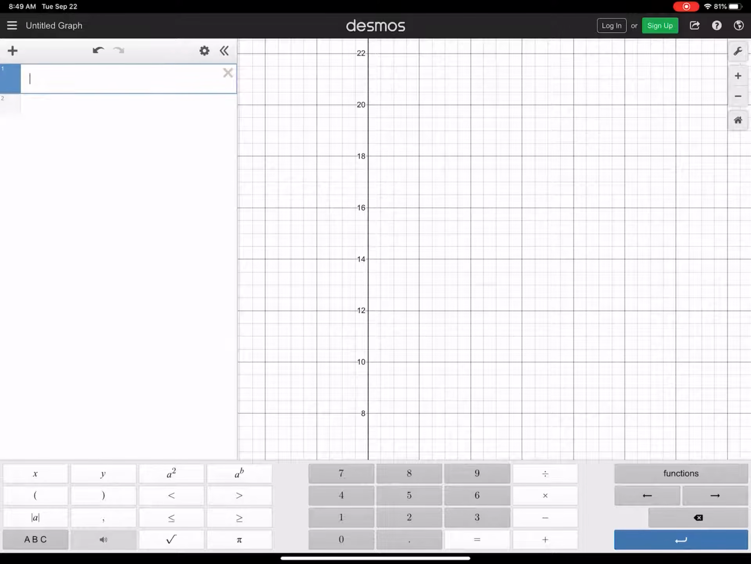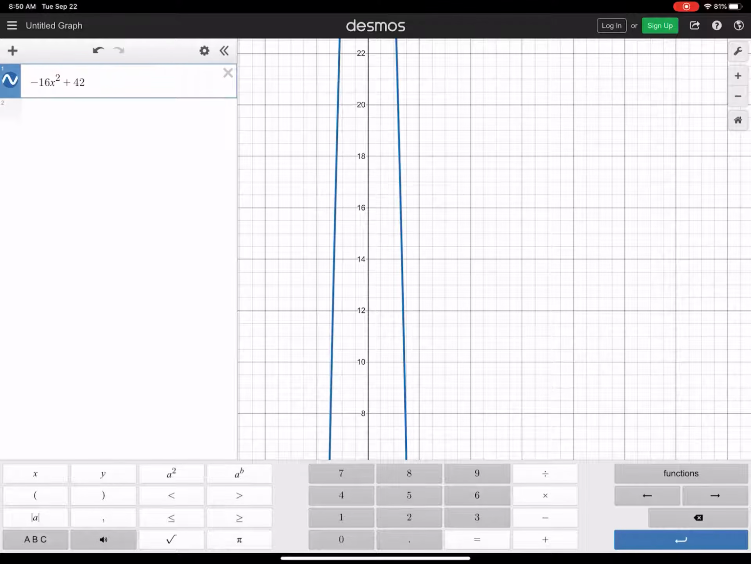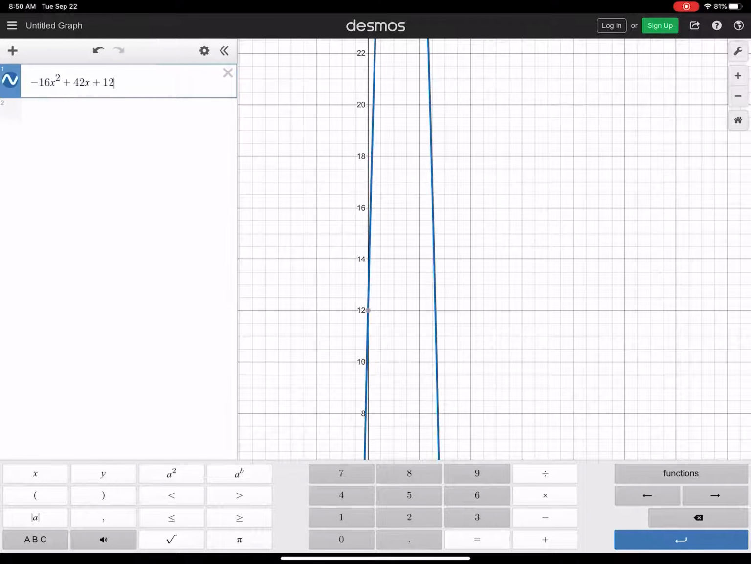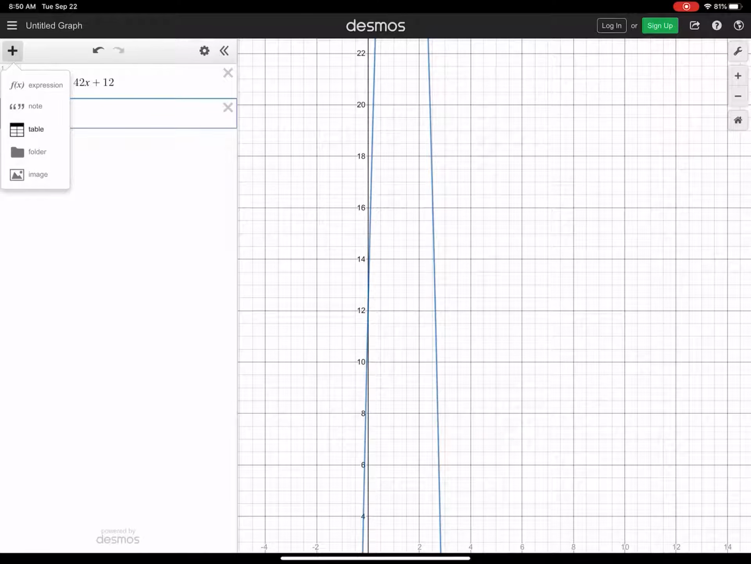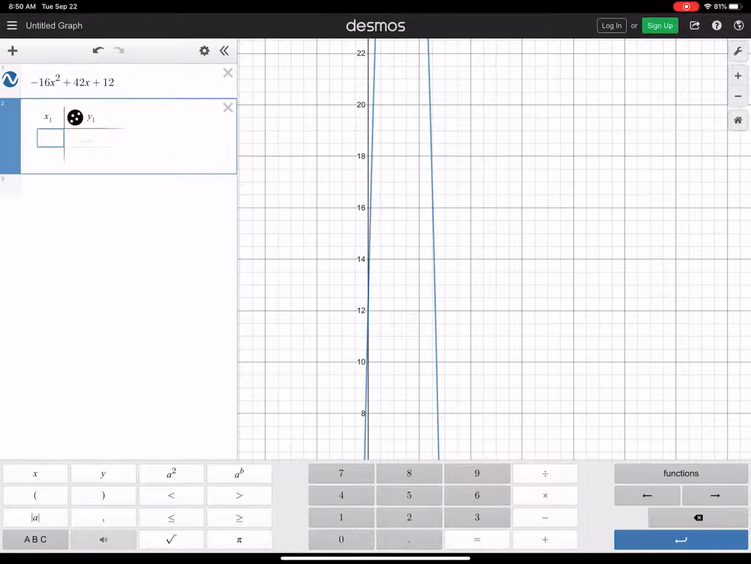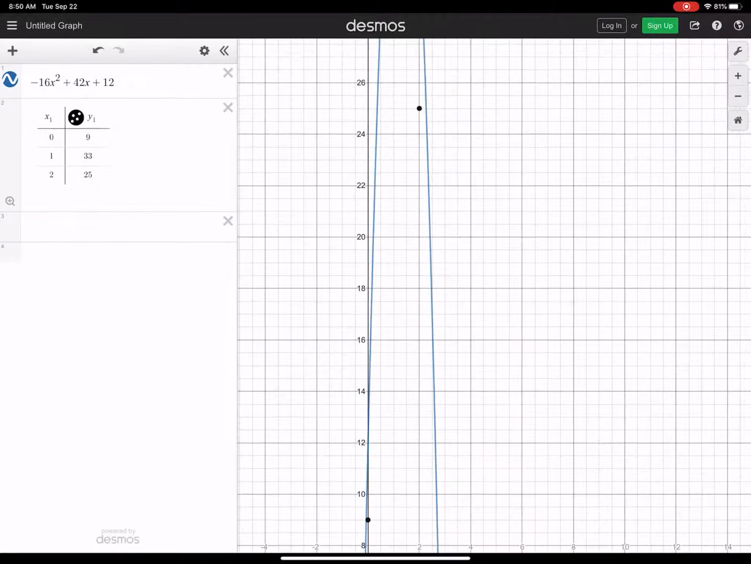So our equation, we have negative 16x squared plus 42x plus 12. There's our equation. And we have a table. So remember, do a table. You go to the plus and hit the table here. So we have 0, 1, 2. And then we have 9, 33, and 25.